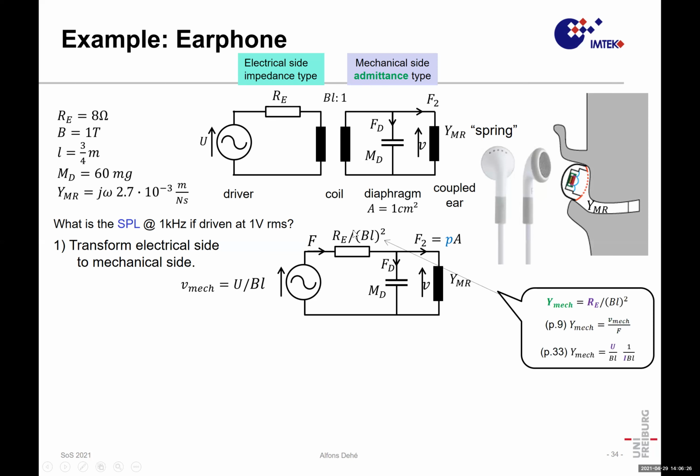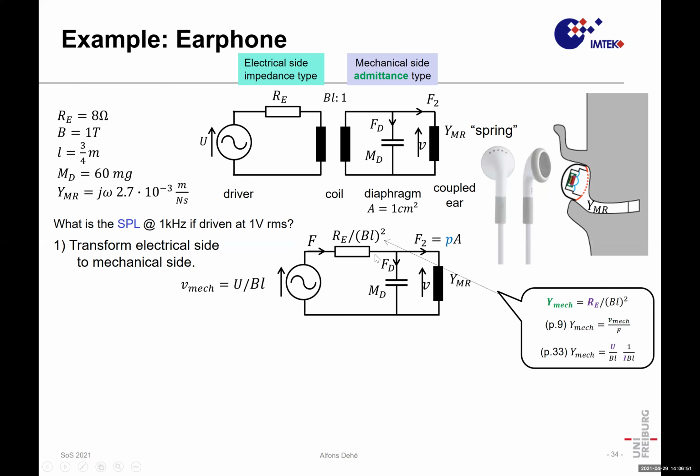It's a little bit strange that we have BL squared in the denominator for the resistor, which is transferred now into the mechanical admittance type, which is due to the mechanical admittance and the transformation. You can read this in the former slides. Now we see we have everything in one domain, formulated in the mechanical admittance type.